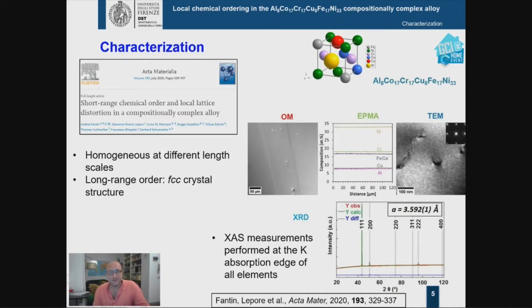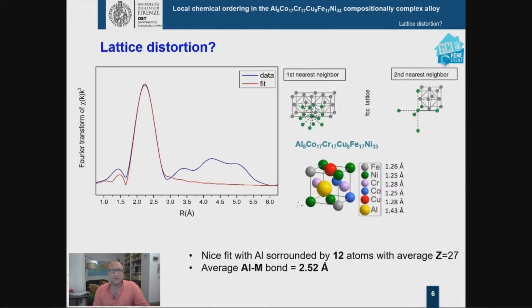From a basic characterization, we see that its diffraction pattern is in agreement with a simple FCC lattice, and that at all the investigated scales, the alloy is homogeneous. In order to approach this problem from a local point of view, we decided to investigate this alloy through EXAFS measurements performed at the K absorption edge of all the elements present. So what do we expect to drive lattice distortions and local chemical ordering? One of the main drivers is often the difference in size between elements. Indeed, very big atoms, such as aluminum in this case, are often added to the alloys, specifically to induce distortions.